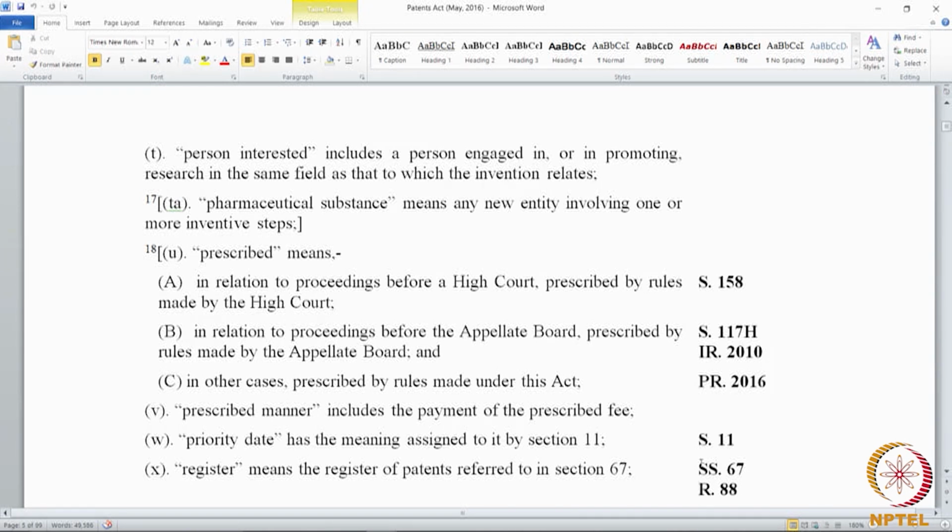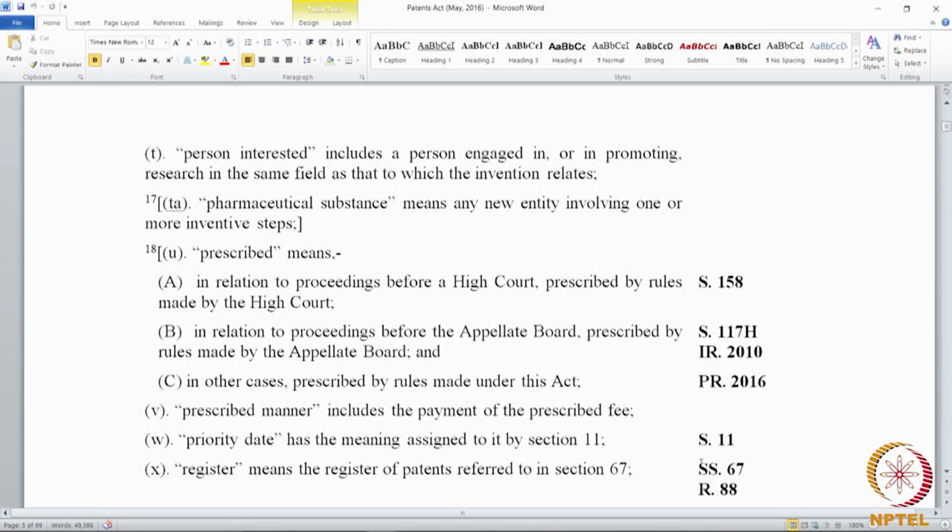Now, prescribed manner includes the payment of prescribed fee. So whenever the words prescribed manner, which appear in the Act in various places, or the word prescribed, which again appears in the Act, you will find how the word prescribed can be understood. It can be understood in relation to proceedings before the High Court, prescribed by the rules of the High Court; in relation to proceedings before the Appellate Board, prescribed by the rules of the Appellate Board.